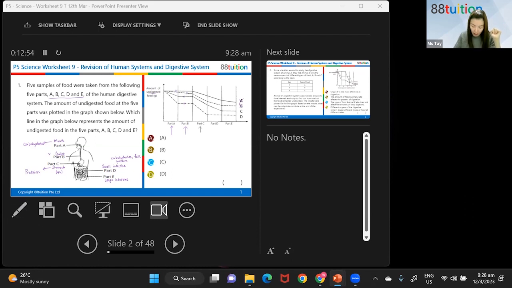Then look at part C now. Part C is stomach. Digestion takes place. So my C and D both show digestion taking place, right? Okay, so I have to move on to the next part. Next part says, okay, small intestine. Small intestine, is there digestion taking place? Yes or no? Yes, because I have carbohydrates.